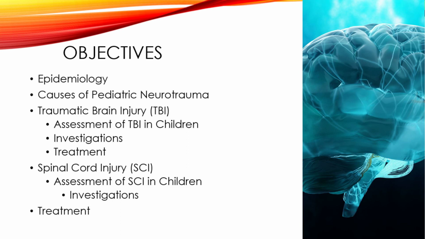Common causes include falls, motor vehicle accidents, sports injuries, and non-accidental trauma, child abuse. The mechanisms of injury can affect the brain, spinal cord, or both. Assessing TBI in children includes evaluating the level of consciousness using the Pediatric Glasgow Coma Scale, assessing for neurological deficits, and monitoring for signs of increased intracranial pressure, pupils. Imaging studies such as CT scans or MRIs are used when available.